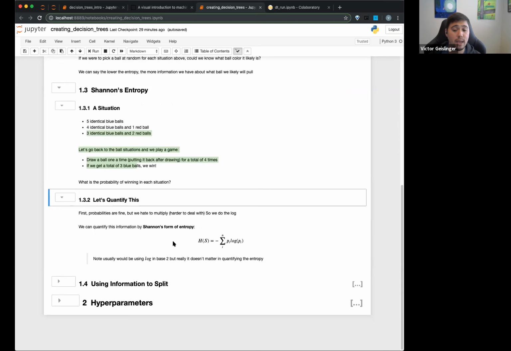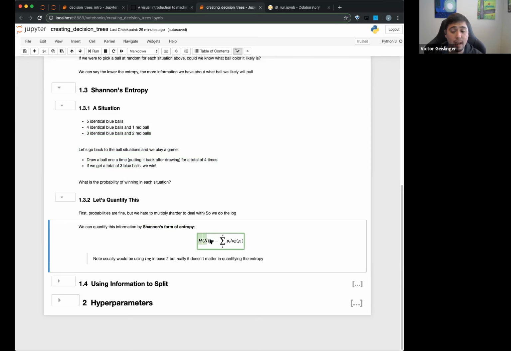In this case, we end up pulling out something called Shannon's form of entropy, usually represented with H or S. What this represents is the probability of pulling out a ball of a certain color. So it's the probability times the log of that probability, and we sum around it. The real reason we do this is that it makes it mathematically easier to multiply them together and then just add them together with the log form.